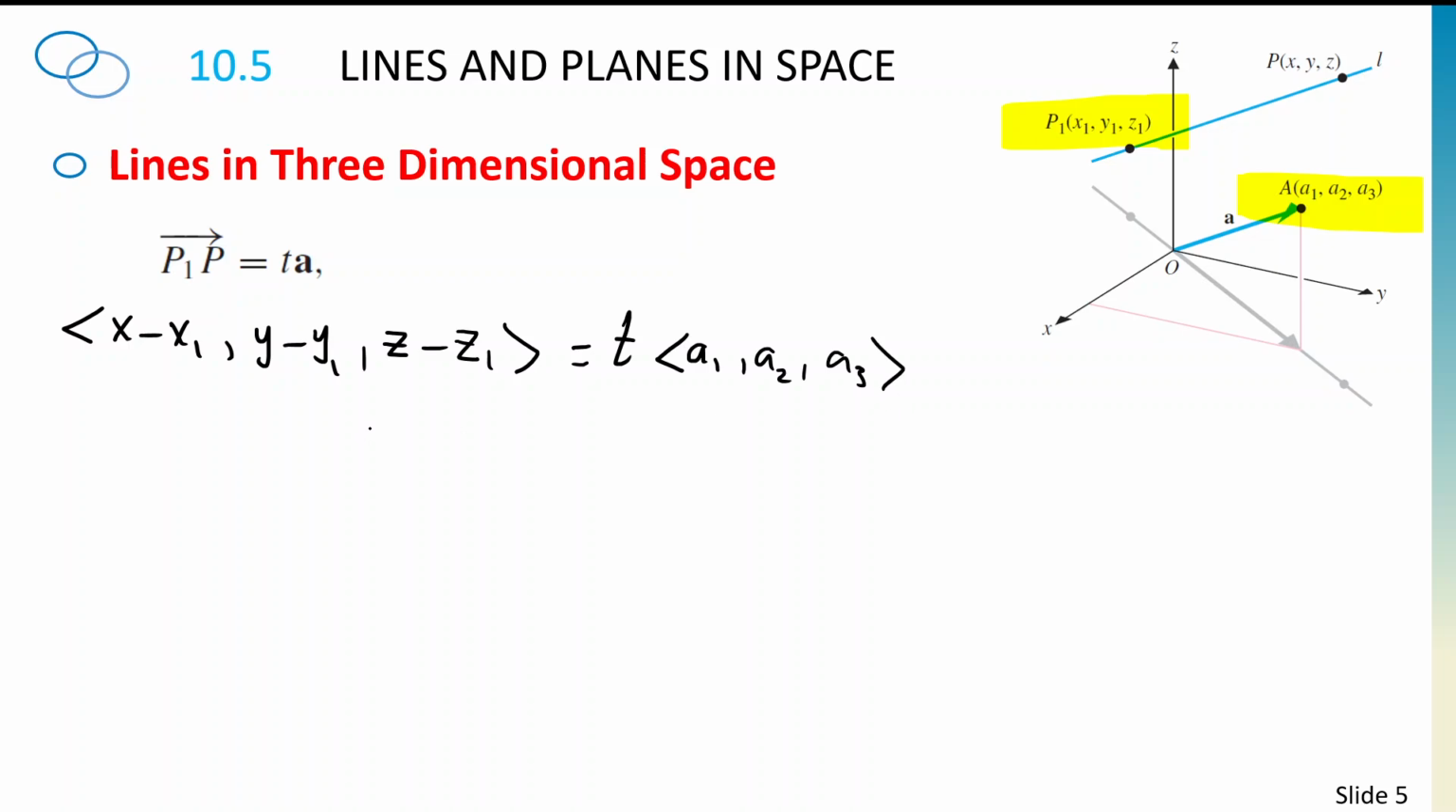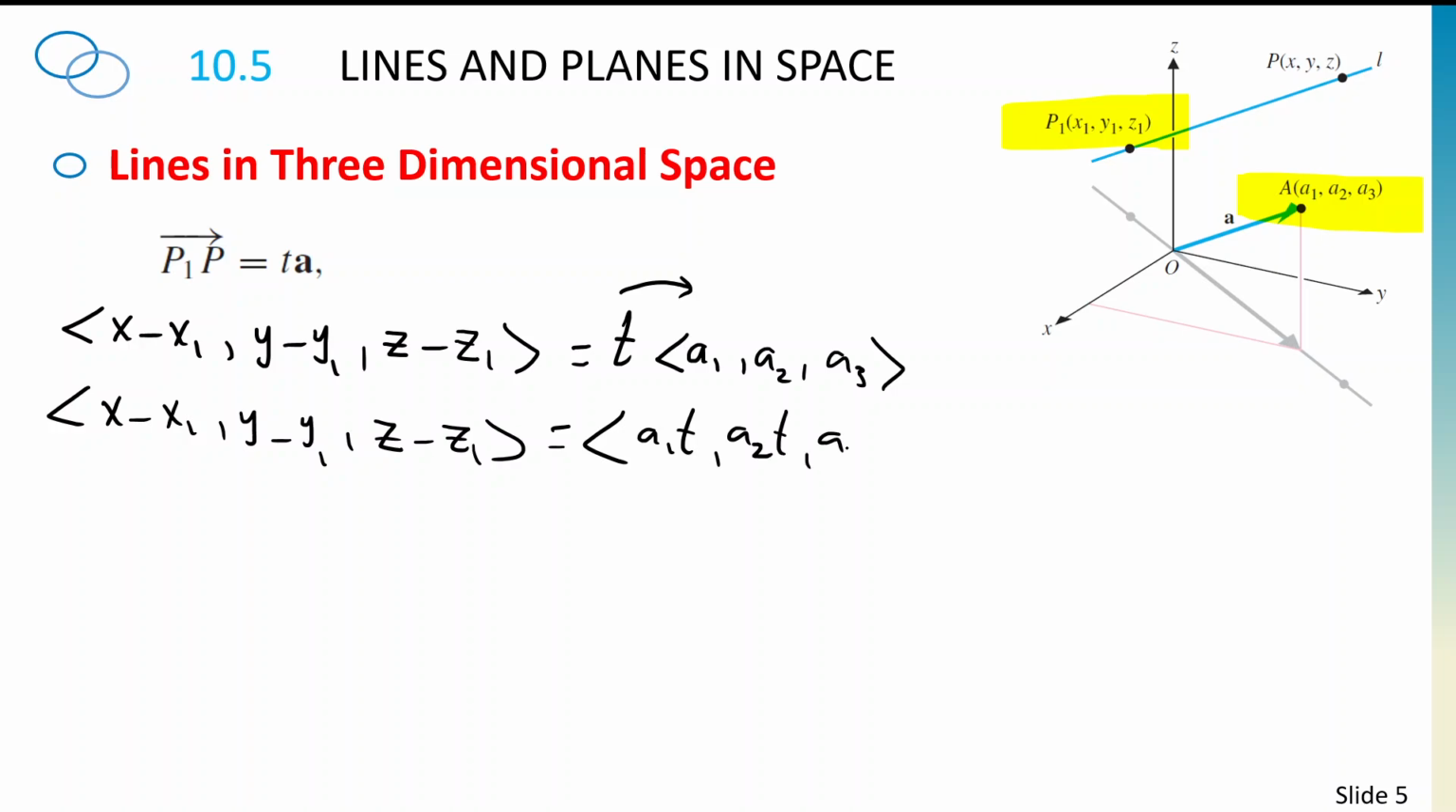Now let's distribute the t, multiplying the t by the vector. So now I have x minus x1, y minus y1, z minus z1 equals a1t, a2t, a3t. Since they are equal to each other, the first component equals the first, which is a1t, and the second equals the second. Same thing applies to z.